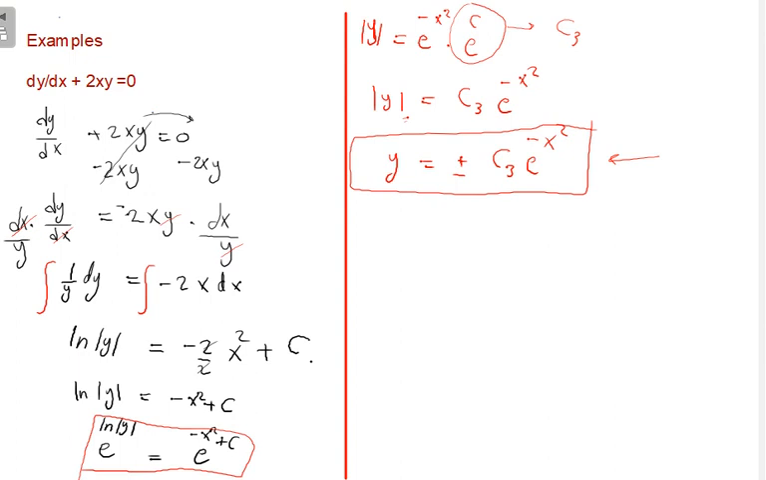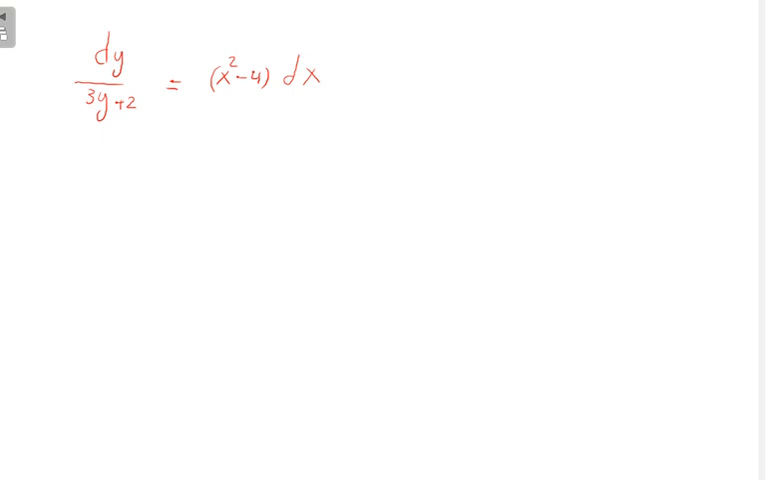Let's take another example. dy over 3y plus 2 equals x squared minus 4 dx. This equation, as we notice, has all the y and dy terms on one side, so it's separated already, no need to separate the variables. It's ready to integrate. So all we need to do is directly integrate both sides.